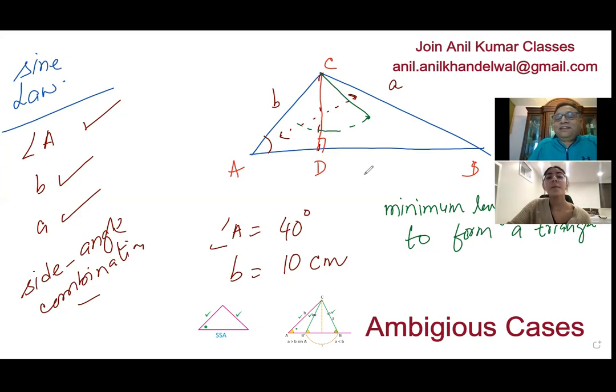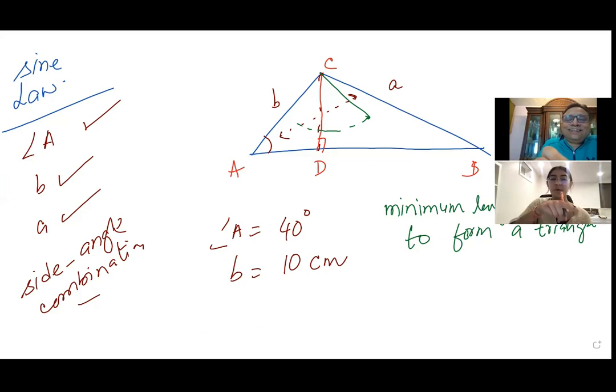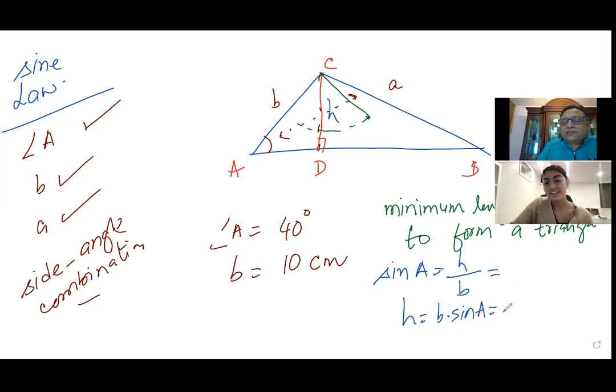So in that triangle we have 90 degrees. Sine of A is equal to the minimum, the height, over B, right? We know all this. So height is what we are looking for, which is B times sine A. B is 10 and sine of 40 degrees. Can you please calculate and tell me what this height is? 10 times sine 40 is 6.43.